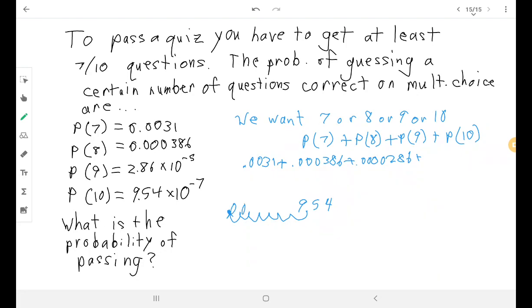So 1, 2, 3, 4, 5, 6 zeros here. Let's see if I can squeeze that in. 0.00000095 4. And then take out a calculator, or you get on Desmos, and you add all those up. And I suppose we can do this one. I'll get out my calculator.